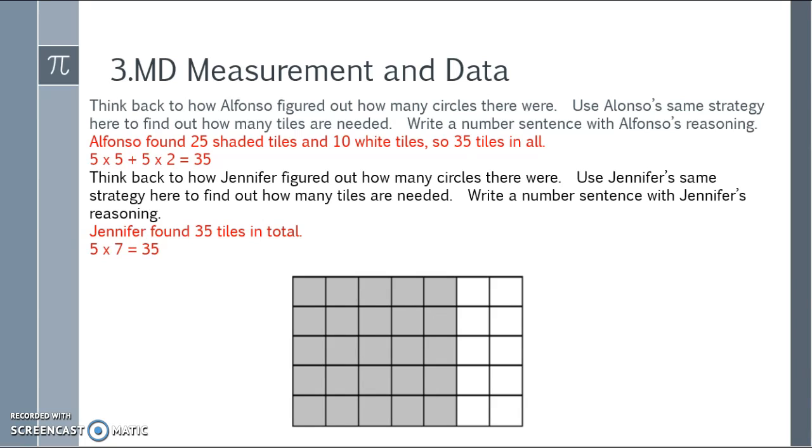So Alfonso found 25 shaded tiles and 10 white tiles, so 35 tiles in all. So he did 5 by 5 for the shaded, and he did a 5 by 2 for the unshaded, and got a total of 35. Whereas Jennifer found the total of 35 tiles in all by taking a 5 by 7.